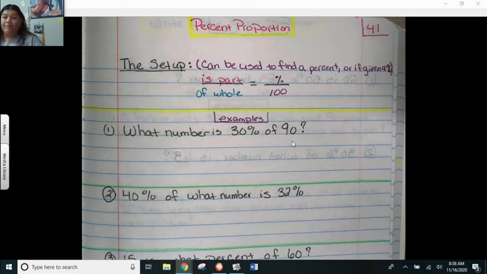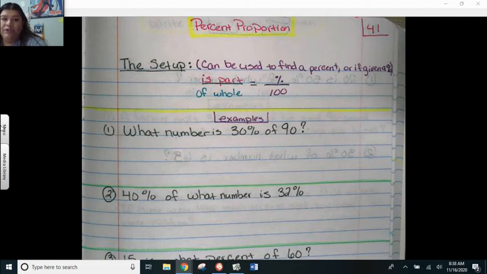Okay, so we're going to be applying percents. Now, I'm going to show you how to solve all percent problems using a proportion. Maybe you'll find this easier than having to change your percent to a decimal and multiply and all that stuff, or going from a fraction to a decimal to a percent.